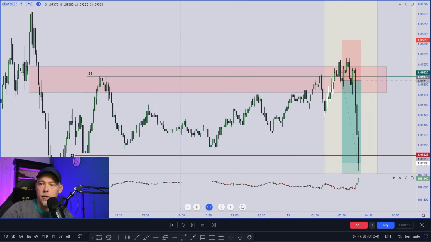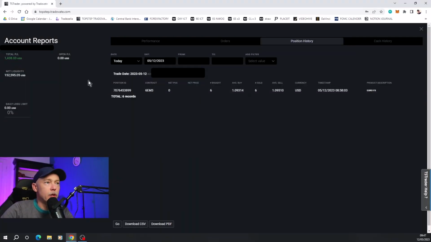I'm not too sure if you're seeing this for the first time, whether that's clear or not. I'll just show you as well here the actual trade. So here you can see I went short 6E M3. My average sell was 1.0951. Got out at 1.0931, 20 pips on the trade. And it netted, you can see in the top left there, $1,438.